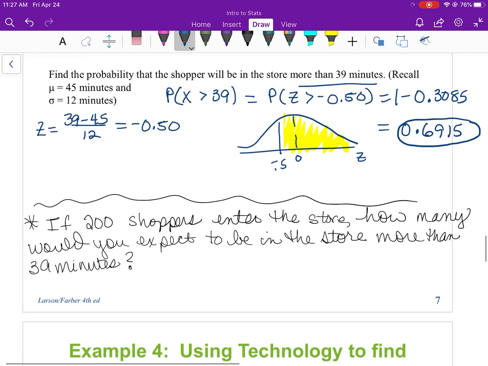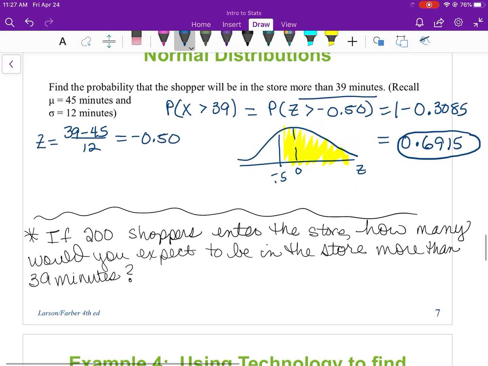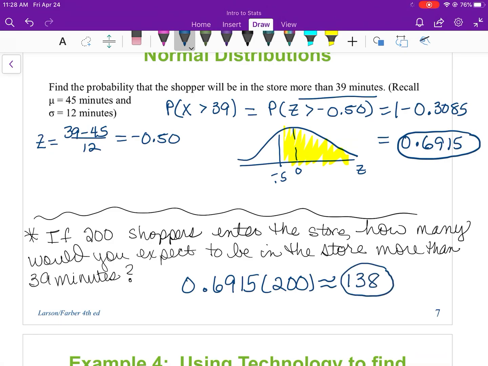And then the extension of this would be, what if 200 shoppers came to the store? How many would you expect to be in there more than 39 minutes? So if I know the percentage of that happening is 0.6915, I will just multiply that by my 200 shoppers, and then I will get about 138. So out of 200 shoppers, I would expect 138 to be in there more than 39 minutes.